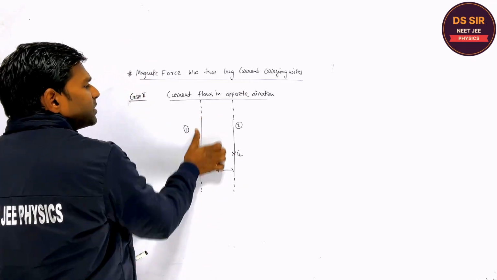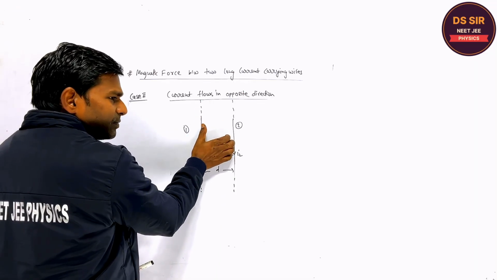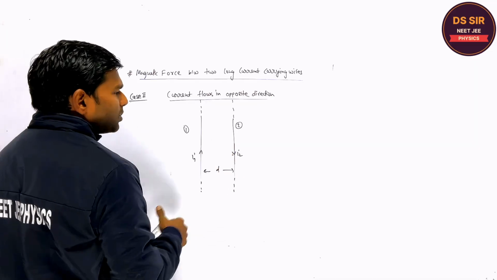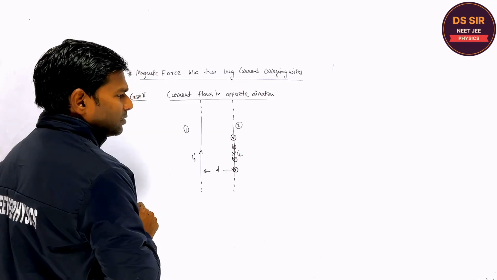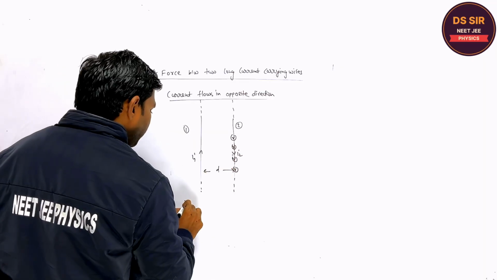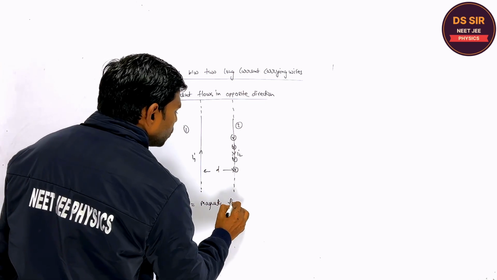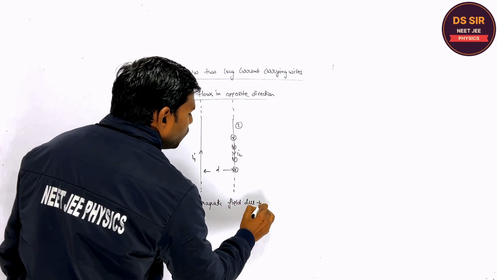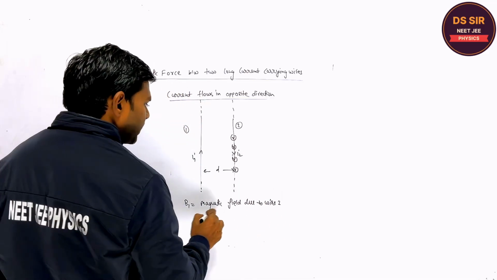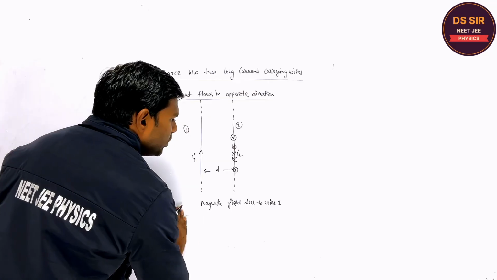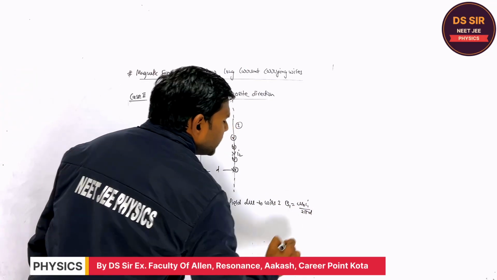So because of this wire, the magnetic field is into the board. Is it clear or not? Right. What is the magnetic field? B1 is the magnetic field due to wire 1. Magnetic field due to wire 1, B1, is nothing but mu naught I1 upon 2 pi d.